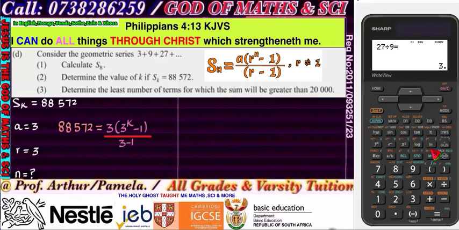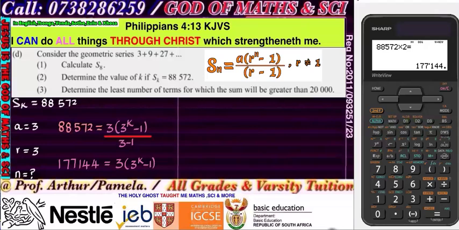Now, since we know mathematics, 3 minus 1 is 2. Then I cross multiply. The 2 must times that number. So that means we have 88,572 times 2, and we don't even know what that number is. It's 177,144, which equals 3 times 3 to the power of K minus 1.